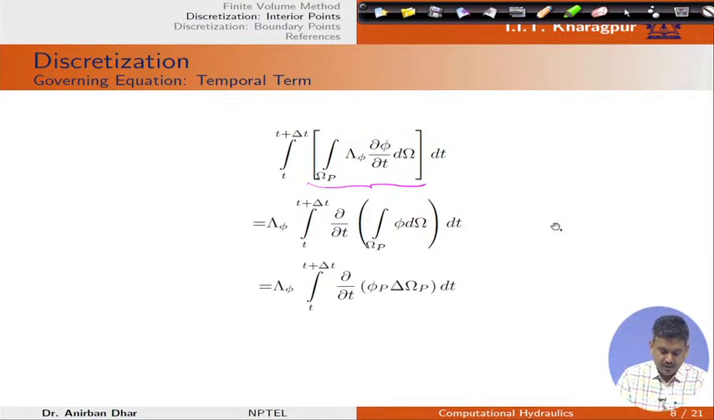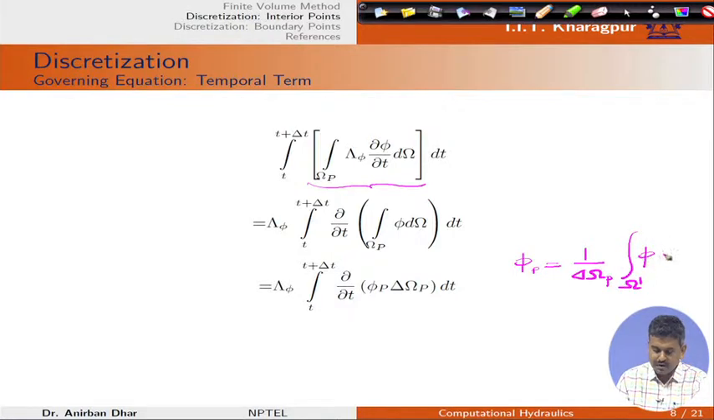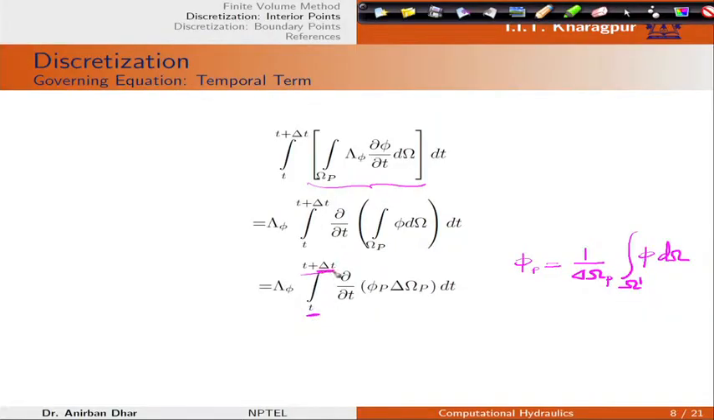With this, in the next step we can approximate this. This approximation is nothing but phi p, the approximated value for this domain, if we consider spatial averaging. So, this is actually the spatially averaged value within this P cell. Now, let us integrate it from t to t plus delta t.